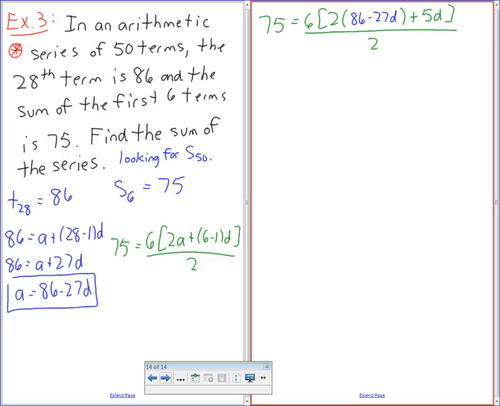Somebody new. Somebody please be brave. Owen, go. I distributed the 2 into the 8. Sounds good. So 75 equals 6 bracket. Oh boy. I can't do the math. 70. Thank you.